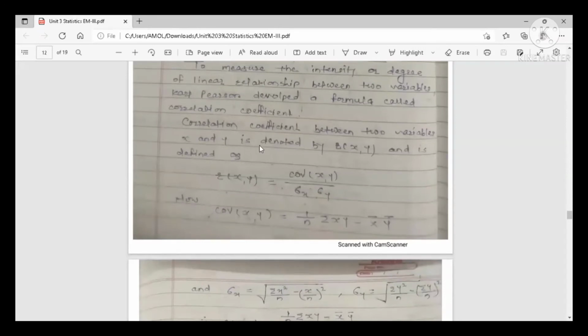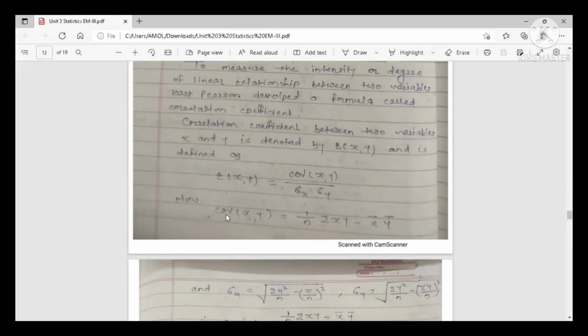See, the notation for coefficient of correlation is small r. We denote it by the letter small r, and it is the correlation between two variables x and y. So in brackets write x comma y. So this is the proper notation of coefficient of correlation. r of xy is equal to covariance of xy upon sigma x into sigma y. Sigma x, standard deviation of x, into standard deviation of y.